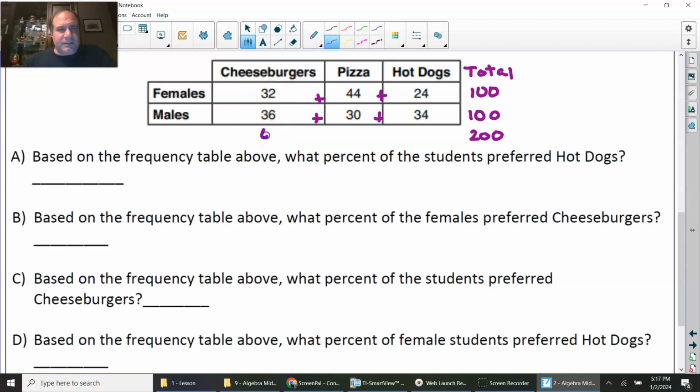36, so you could put 68 for here. This is addition going down. This is 74. And this is 58. Right? So if you want to check, if you add all of these up, it should equal 200. Hopefully it does. And it does.